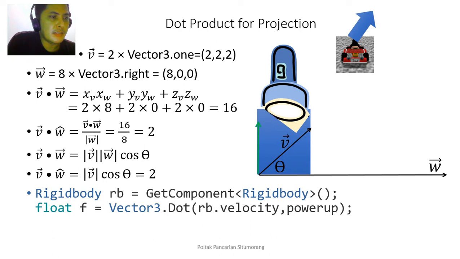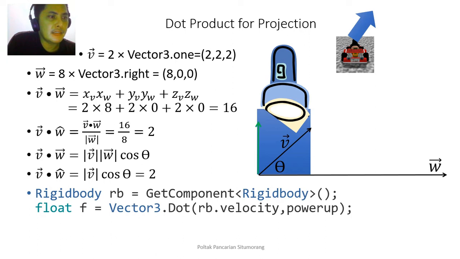v.w is equal to 16. Dividing both sides by the magnitude of w gives 2. Using some trigonometry magic, the dot product is also the product of the magnitudes of the vectors by the cosine of the included angle. This is the magnitude of the projection of v onto w. Since w is along the x-axis, in this case, it is simply the x-coordinate of v.